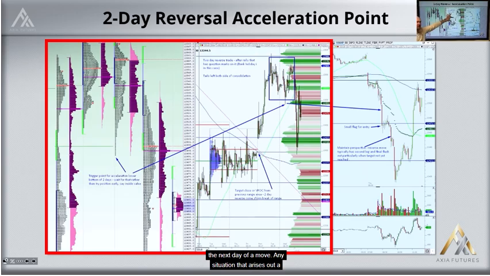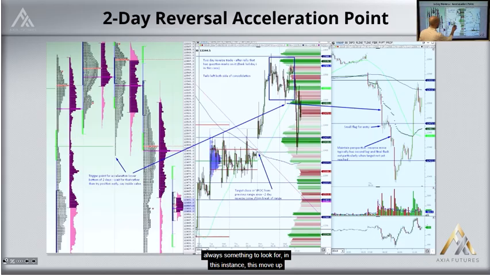Any situation that arises at a period where you can doubt the validity of the move, this is always something to look for. In this instance, this move up happens on a bank holiday. So when you have a bank holiday, you know that you have a lower volume move. You know that with the lack of participants in the market, this is a market that can just get driven up on very, very little, and that's what creates this. So once that's happened, this is always a move that you can doubt.